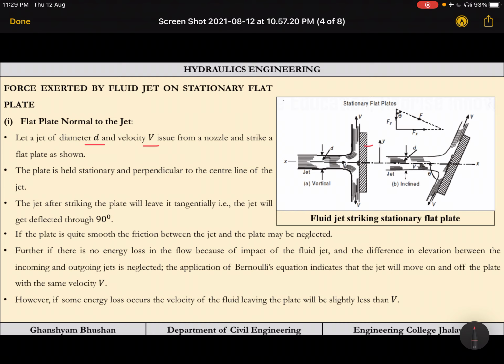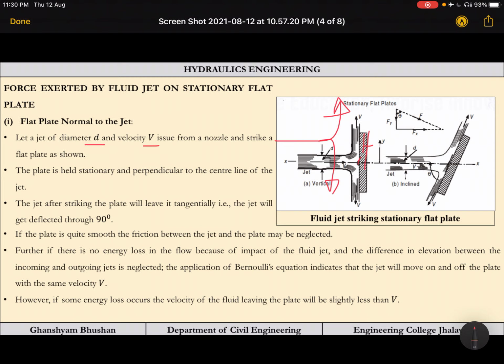Now the jet, after striking the plate, will leave it tangentially, that is, the jet will get deflected through 90 degrees. So if this plate is stationary, what is going to happen? The jet will come and it will move like this. Some mass will go up and some mass will go down. So you have to just try to imagine whatever we are discussing here.